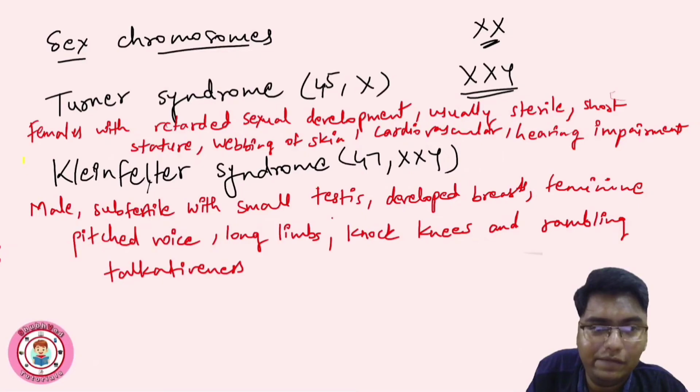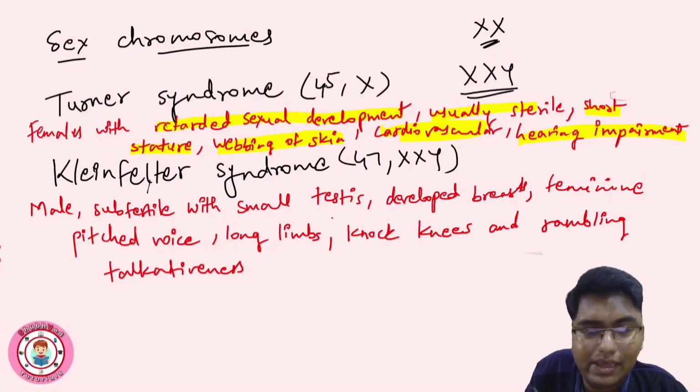These are the characteristics of Turner syndrome as well as Klinefelter syndrome. In Turner syndrome, females have only one X chromosome, so there will be retarded sexual development. Usually they are sterile, with short stature, webbing of skin in the neck region, cardiovascular abnormalities and hearing impairment. In Klinefelter syndrome, there is one extra X chromosome in males. These males are infertile, with small testes, breast development, feminine pitched voice, long limbs, knock knees, and rambling talkativeness.